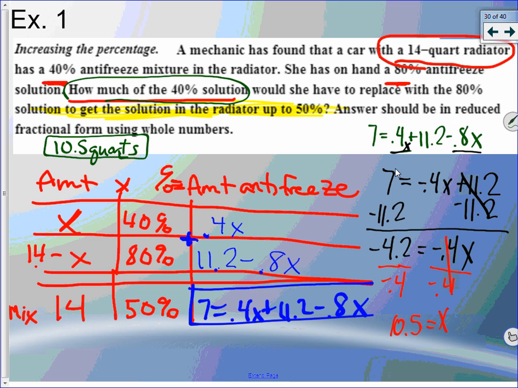So, when you say it has to be reduced fraction from the whole number, you mean like... Oh, gosh. Okay, I'm sorry.